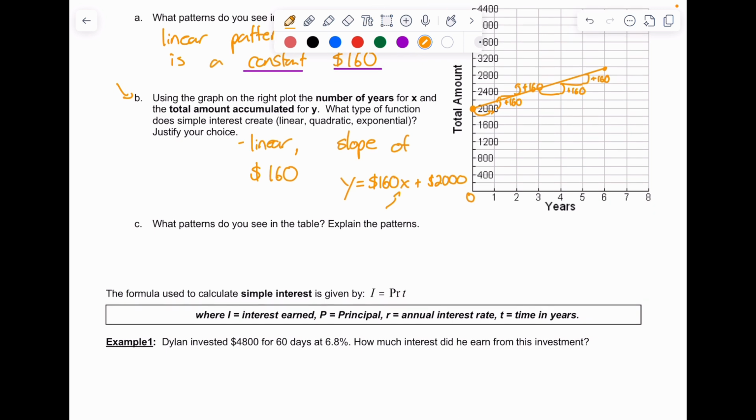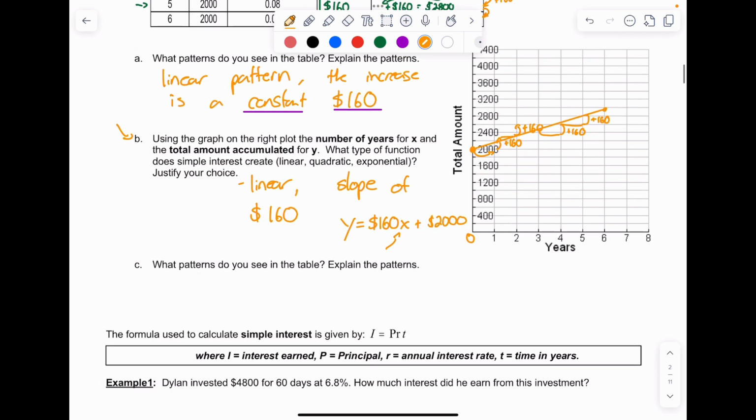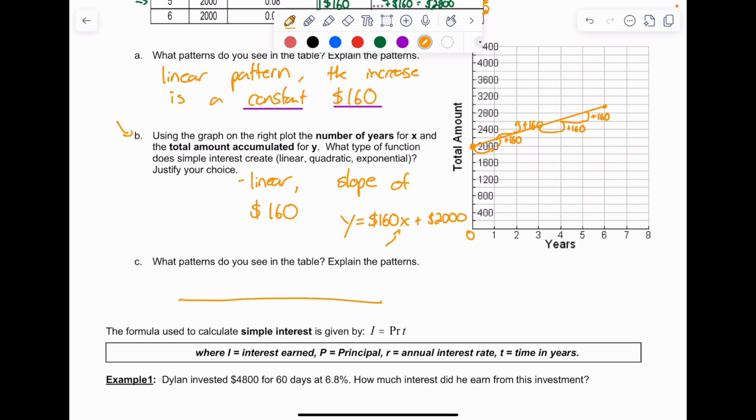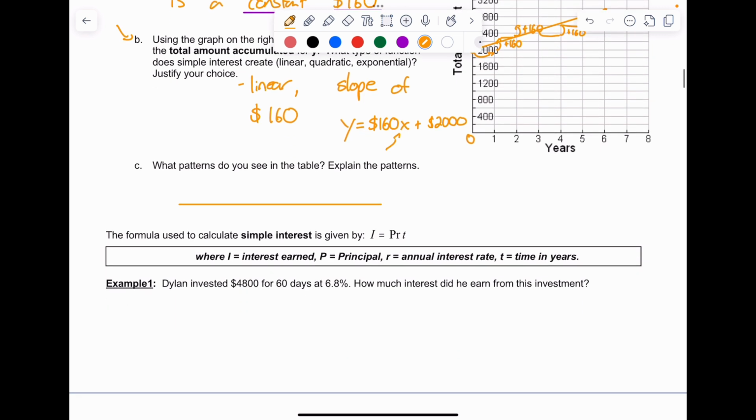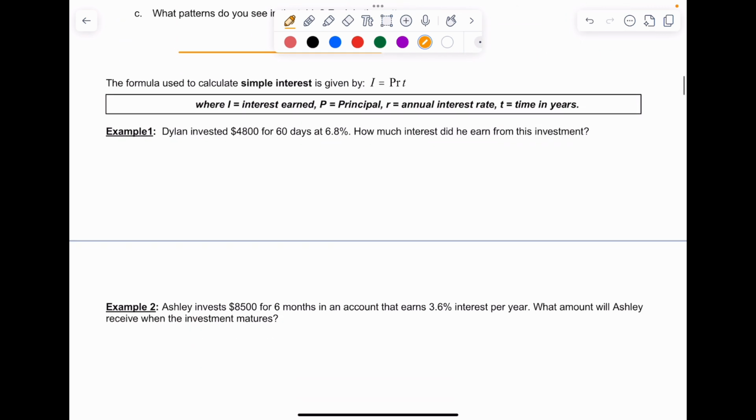All right. What patterns do you see in the table? Explain the patterns. I feel like we've answered that, so let's just not answer that question. We've already answered that. It's a linear pattern, okay? So when we're calculating simple interest, just purely how much money have you made, there is this formula. This is not your total amount earned. This is the interest earned, okay?